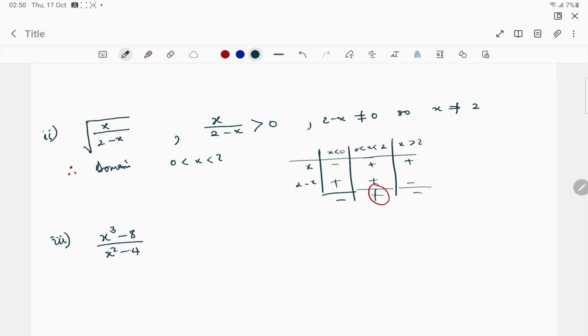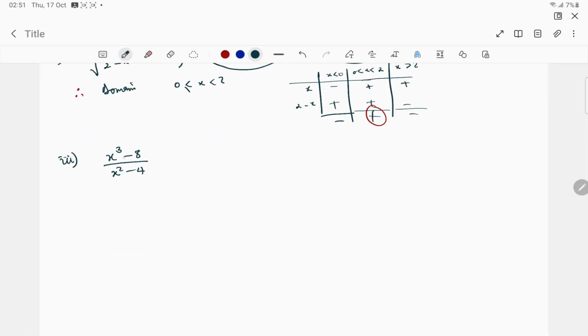The lower bound, we can consider it equal to 0, and it can work because if you have 0 over 2 minus 0, we get square root of 0, which makes sense. So here it should have been greater than or equal to, and then this fact eliminates the upper bound. So this one will be 0 is less than or equal to x, which is less than 2. These two conditions are the conditions we use to find the domain.